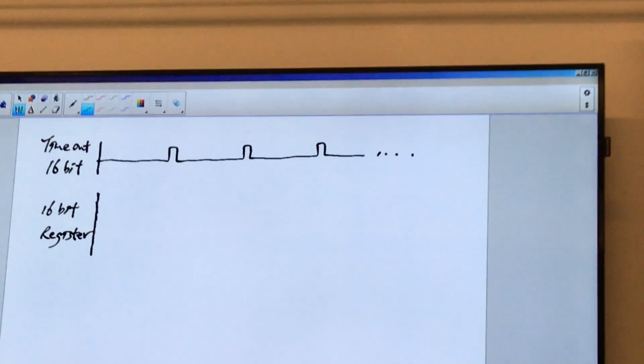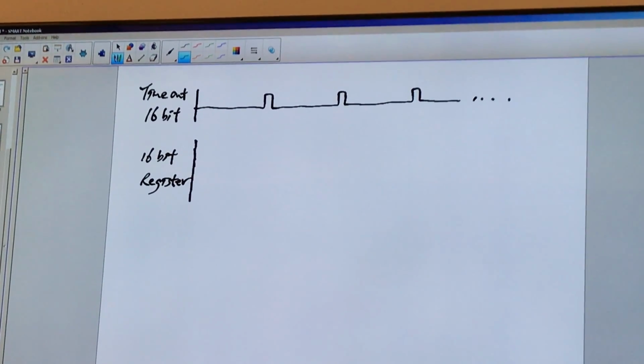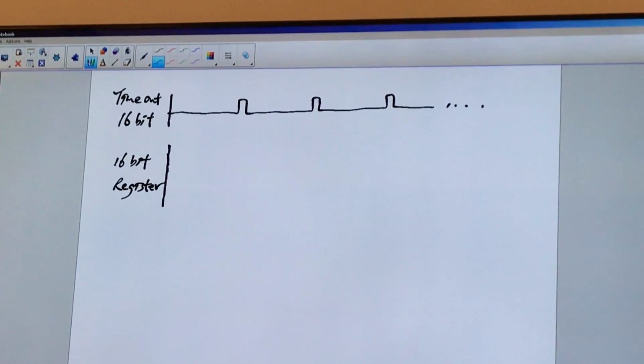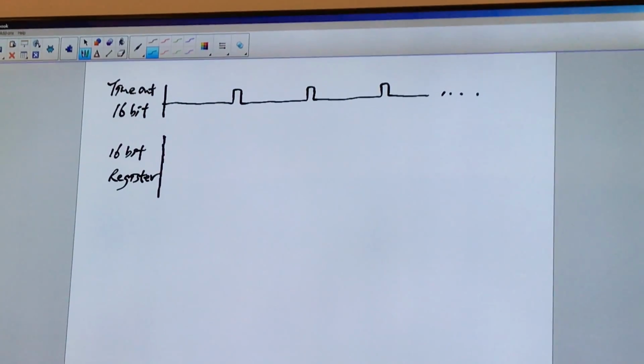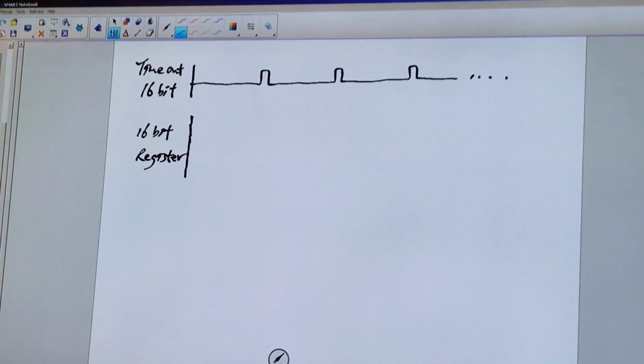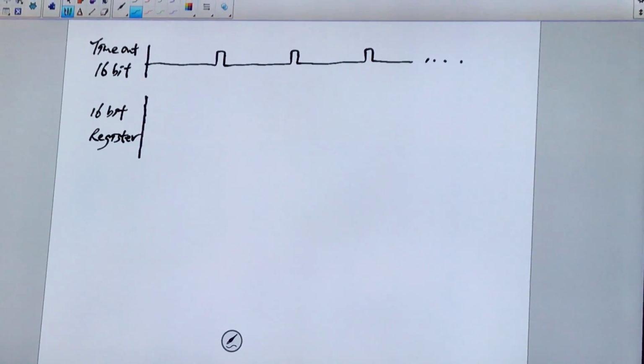All right. So the timeout is a representation of the counter. The 16-bit register holds a value in it, and then you're constantly comparing these 16 bits versus the counter. Now, the 16-bit value is not changing, but the counter is changing, right? Eventually, they will be the same, correct?